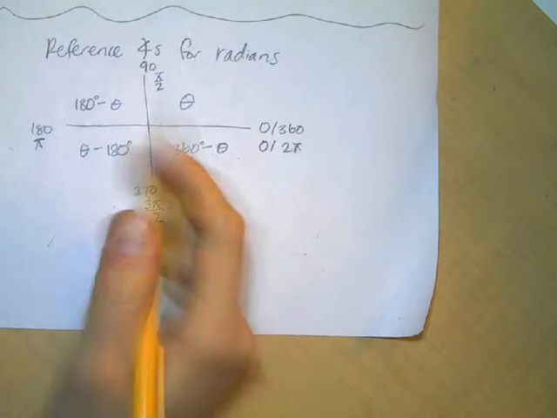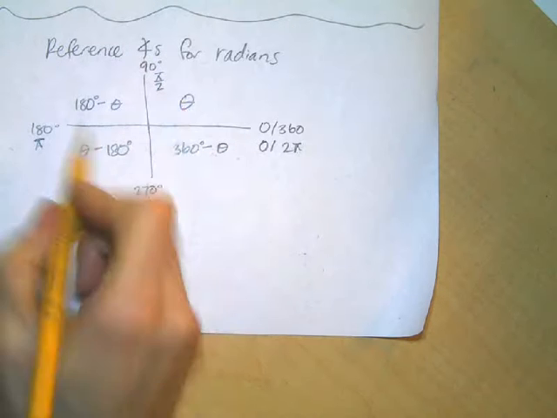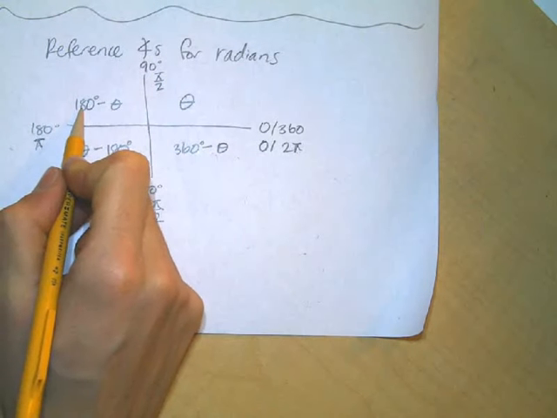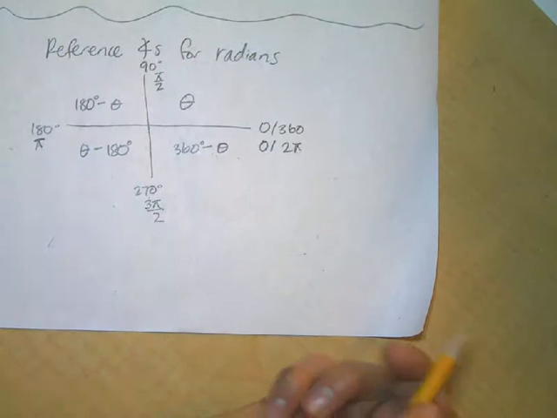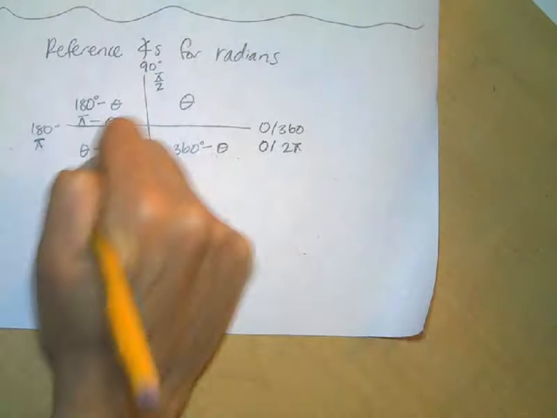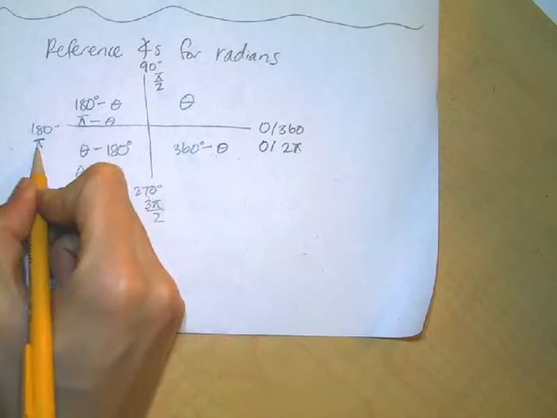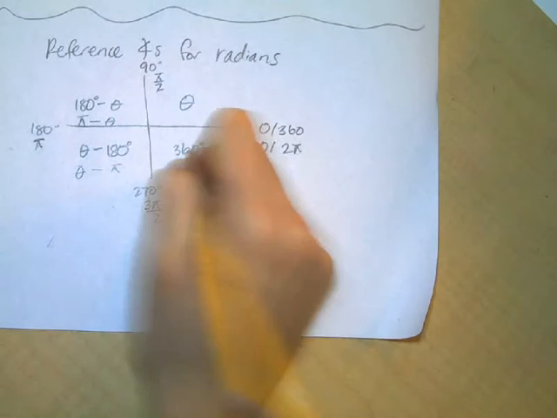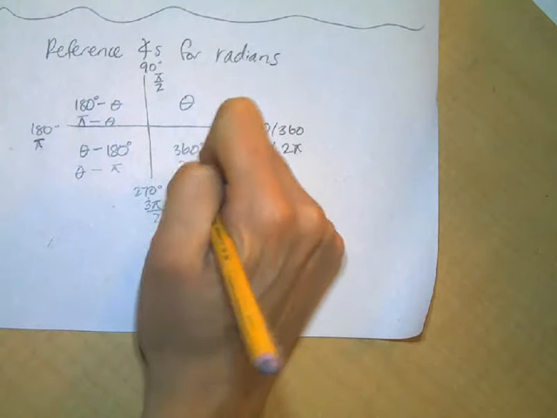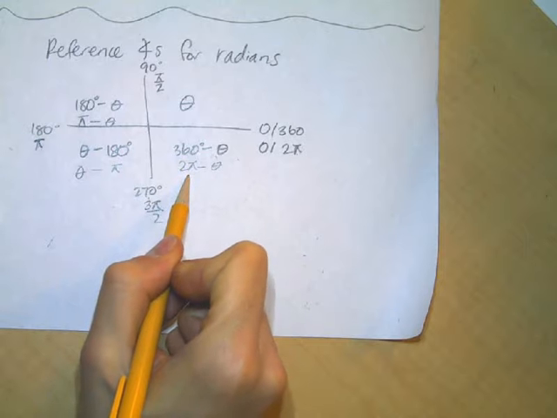So I wrote both the degrees and the radians here. Basically, theta is going to stay theta. Wherever there's a 180, what am I going to put instead of 180? In radians, it's pi. So I say pi minus theta. Theta minus what? Instead of 180, I can put pi. And 360 is the same as what? 2 pi, so I put 2 pi. So the top is if I'm dealing with degrees, the bottom is if I'm dealing with radians.